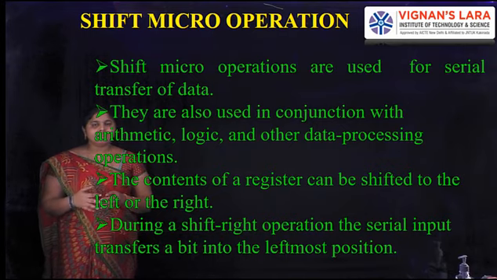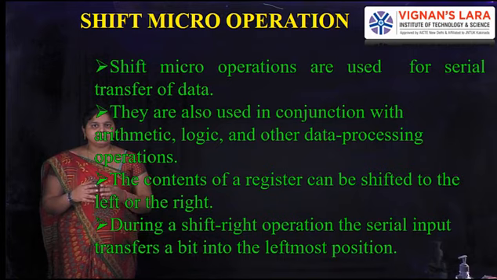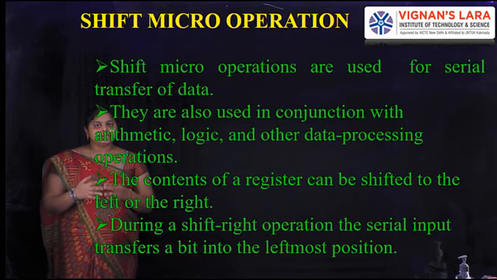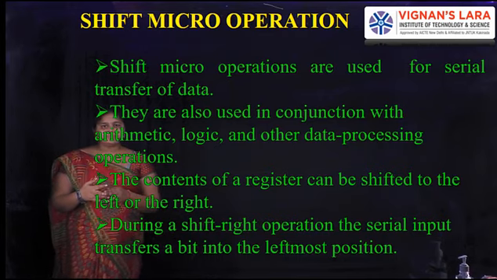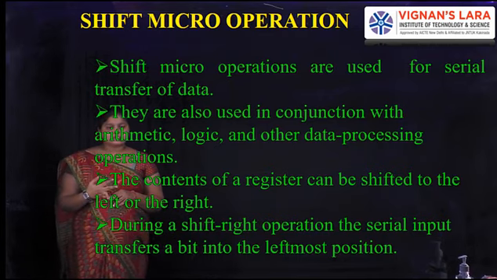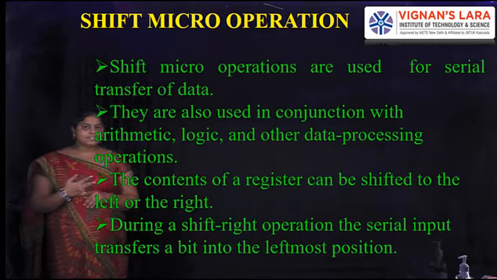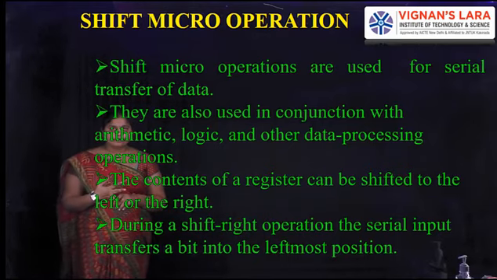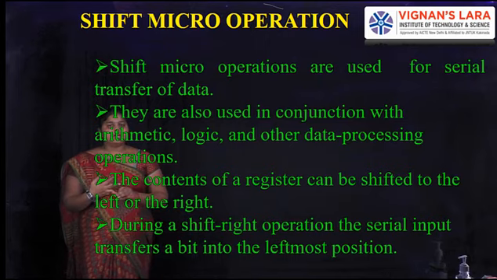In shift left, whatever information bits, zeros or ones, are given in serial input manner can be transferred from left to right or right to left. These two operations, shift left and shift right, we have to use. What is a shift micro operation? It is useful to transfer information from one register to another register in the form of left to right or right to left. And it is also used in conjunction.